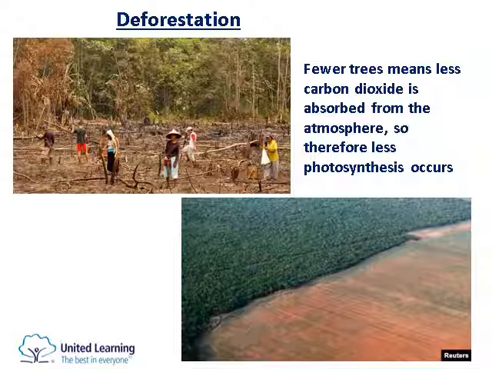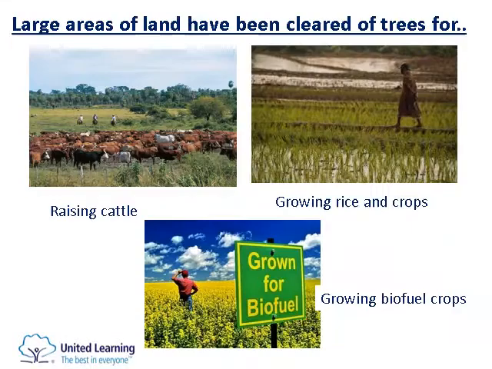Why is that? Like I said, deforestation, if you think about it, trees photosynthesize. Photosynthesis removes carbon dioxide from the atmosphere. So if you remove the trees, you remove the photosynthesis, so there's less carbon dioxide being absorbed, and there's more of it in the atmosphere. Why do we cut down large areas of forest? For raising cattle, for growing crops, for growing biofuel as well, because we're running out of fossil fuels.